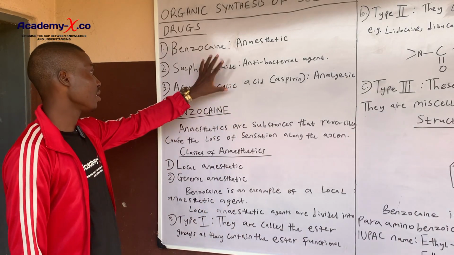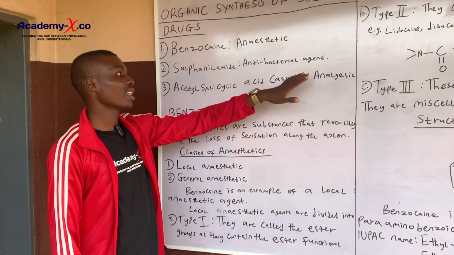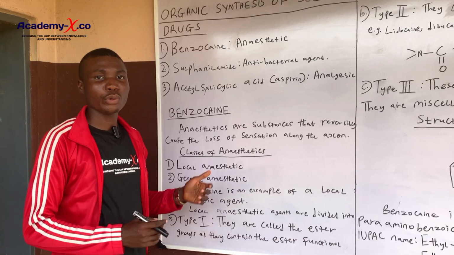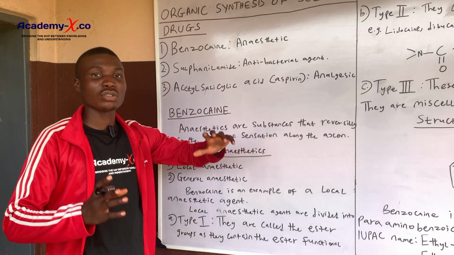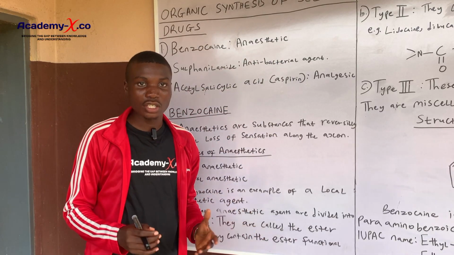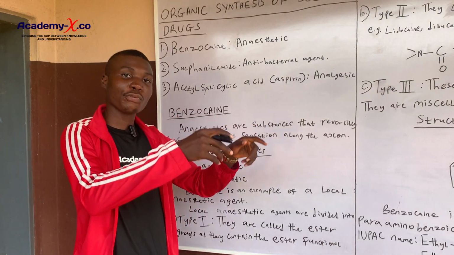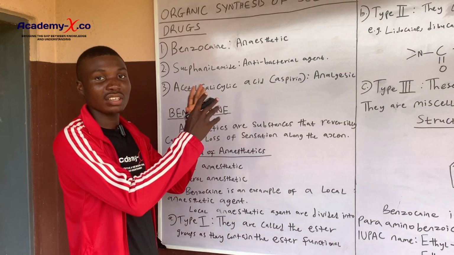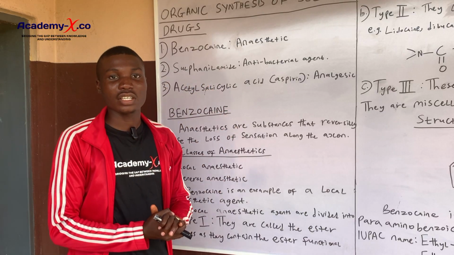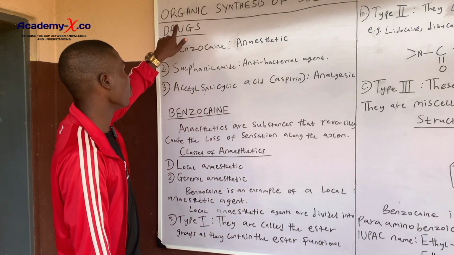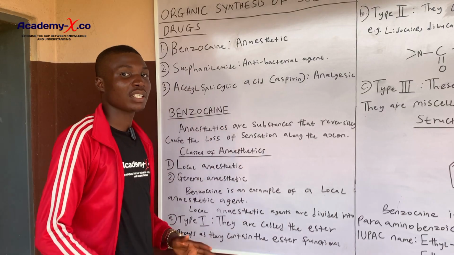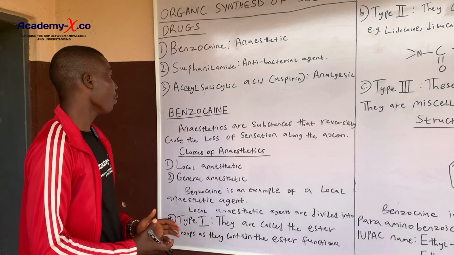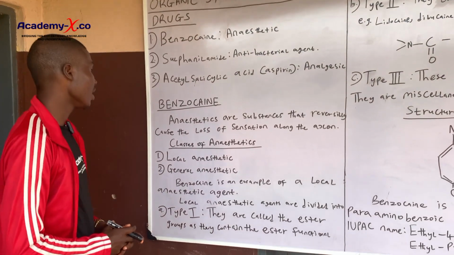So these agents are used as anesthetics, antibacterial agents, and analgesics. In this tutorial, we're just going to do a brief overview of their uses, because you will get more details in your pharmacology and as you go further in pharmaceutical chemistry. There are courses that give more details about the uses of these medications. Our focus for today is the organic synthesis of these selected agents. So let's run a brief overview of benzocaine, our first drug for today.